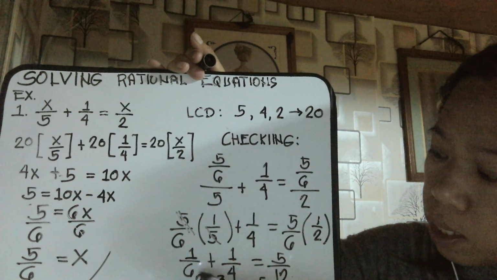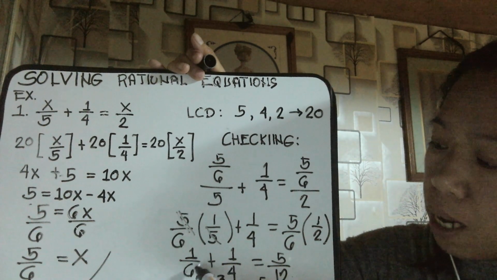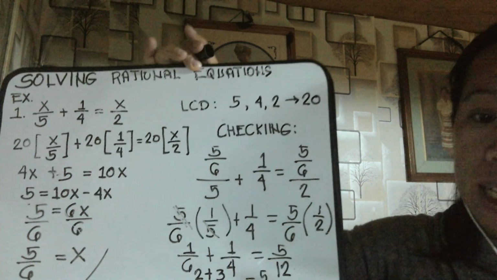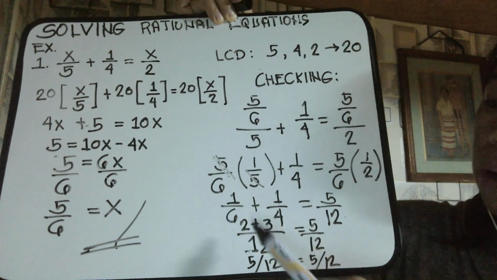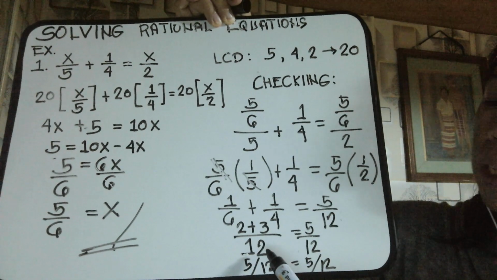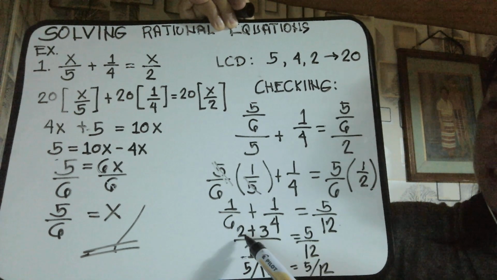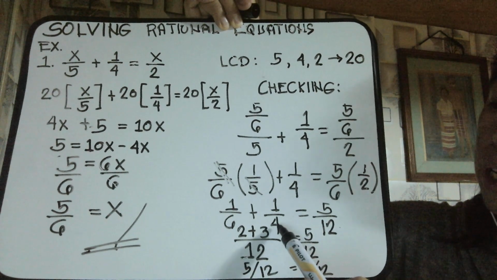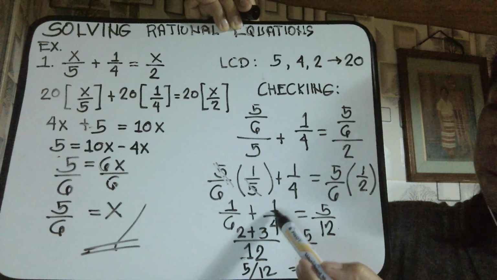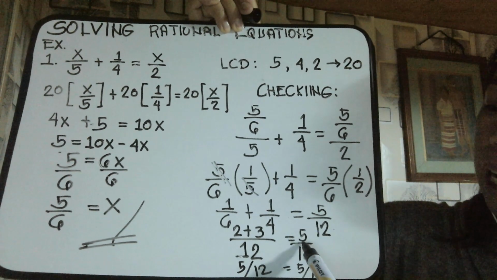Then, since on the left side they don't have the same denominator, we simplify this by getting again the LCD of 6 and 4, which gives us 12. So 12 divided by 6 is 2, times 1. That's how you got 2 here. Plus 12 divided by 4 is 3, times 1. That's how you got 3 there. Then simply copy the right side.